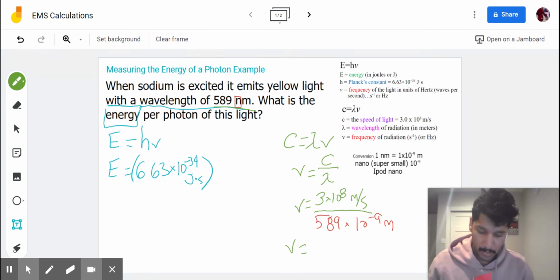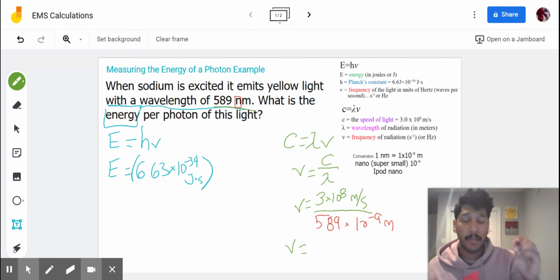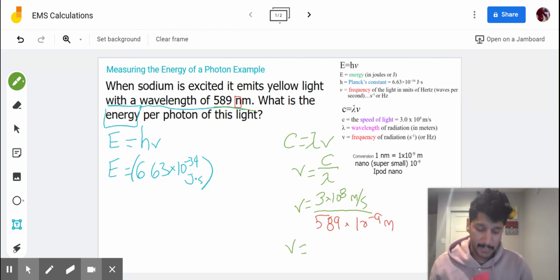3 times 10 to the 8th. And then we're dividing it by 589 times 10 to the negative 9th. All right, so we are working with some scientific notation. If you're having trouble with scientific notation, I'm going to plug in the comments or in the description a couple of links on how to use scientific notation in your calculator.